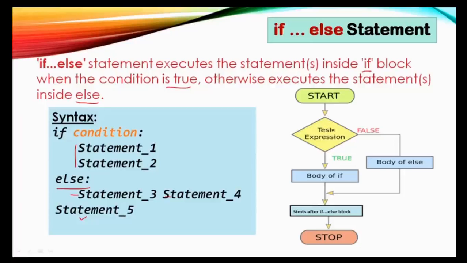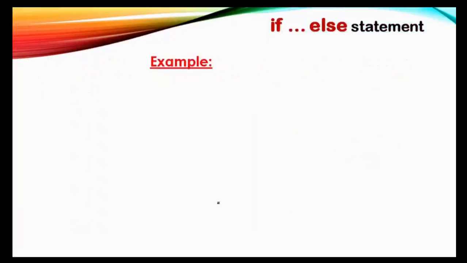So the program is starting here. A condition is evaluating. If the condition is true, the body of if will be executing, and after the if else block the program ends. This is similar to simple if, but an additional false part also is given here. If the condition is false, the body of else will be executing, that is, the statement in the else part will be executing.